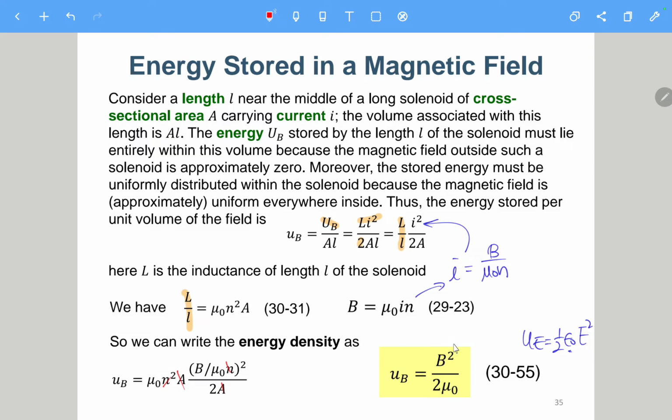So this is the energy density of the B field. In chapter 33, when we talk about the EM wave, we will make use of this to see that in the EM wave there is energy stored in the E field and also energy stored in the B field. So light is a sort of EM wave, and later on you will know what it really means, hopefully.